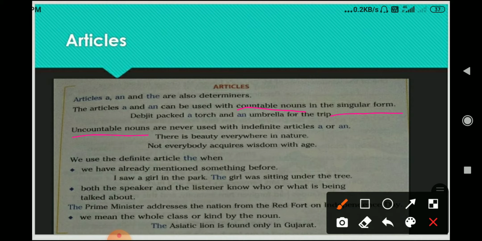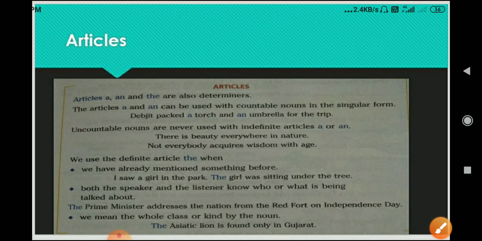A और an का meaning ही होता है एक. So a or an is used with the countable singular noun, and when the noun is uncountable, at that time we never use any article. See here, there is beauty everywhere in nature. Now beauty is an uncountable noun, you cannot count beauty in 1 2 3 form. Wisdom is also an uncountable noun, so here there is no need to use the article. So the indefinite article always comes with a countable noun in singular form.